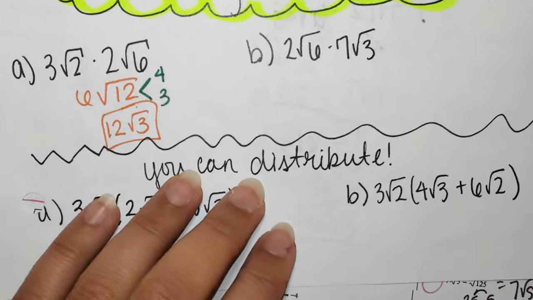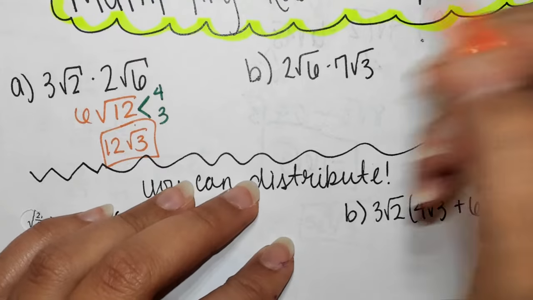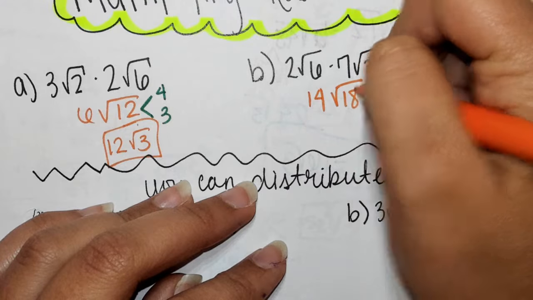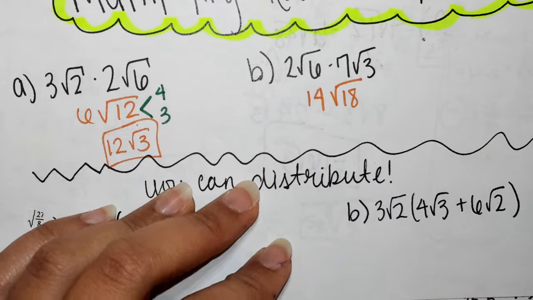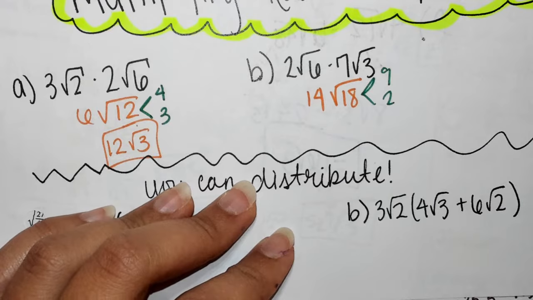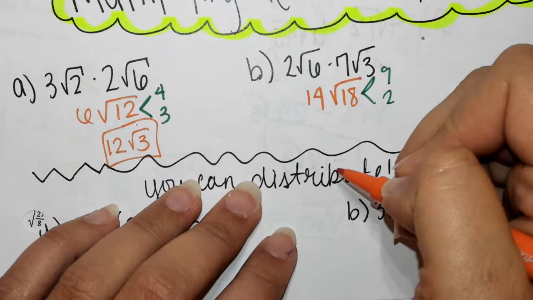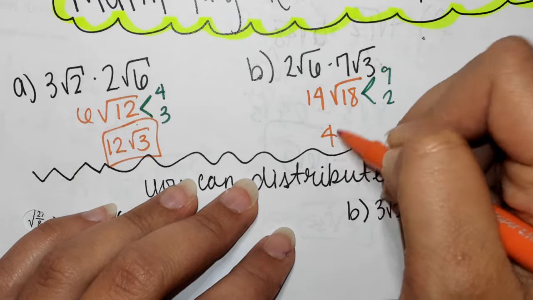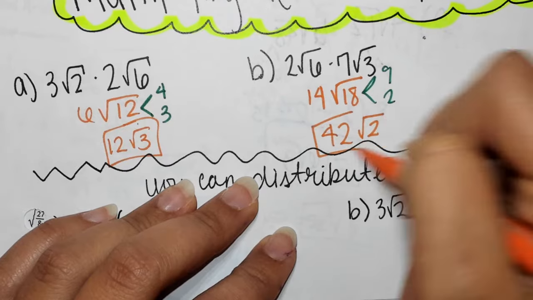Alright, for number B, you would multiply those together. 2 times 7 is 14. 6 times 3 is 18. What's the biggest perfect square that goes into 18? 9 and 2. What's the square root of 9? 3. What's 3 times 14? 3 times 14 is 42 times the square root of 2.